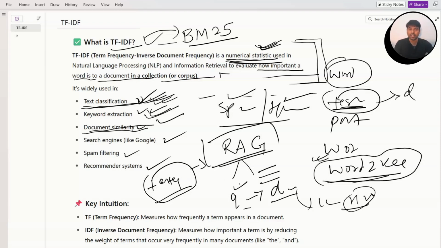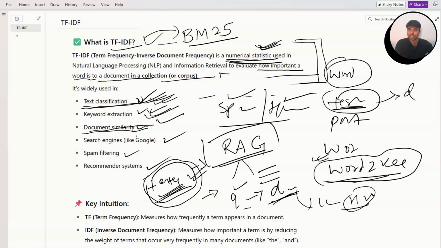Given a query, suppose the user has given this query: "I want some tasty items from this restaurant." So for the word "tasty", in the given documents, in which document is this keyword more relevant? This model will try to find in which document this word is more present, or has more importance.